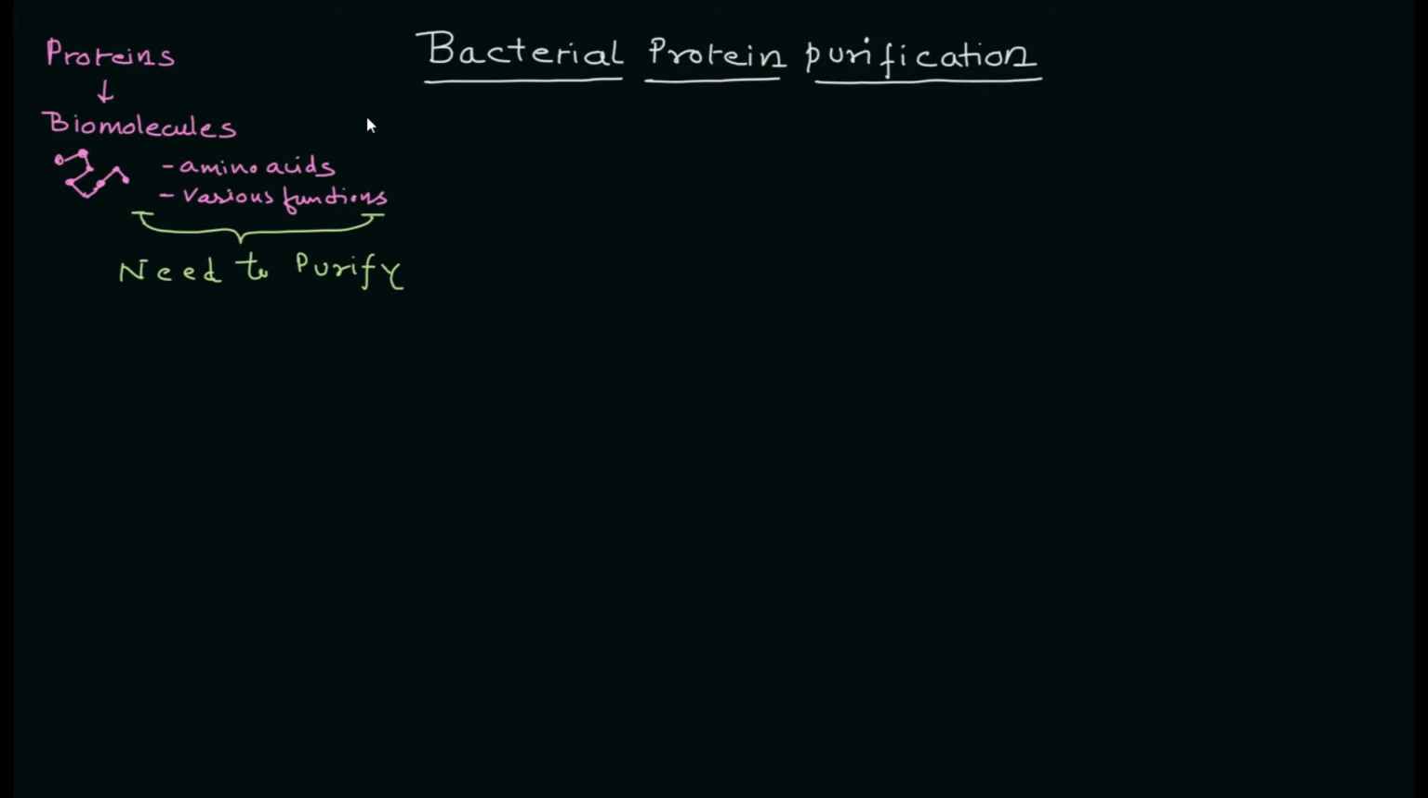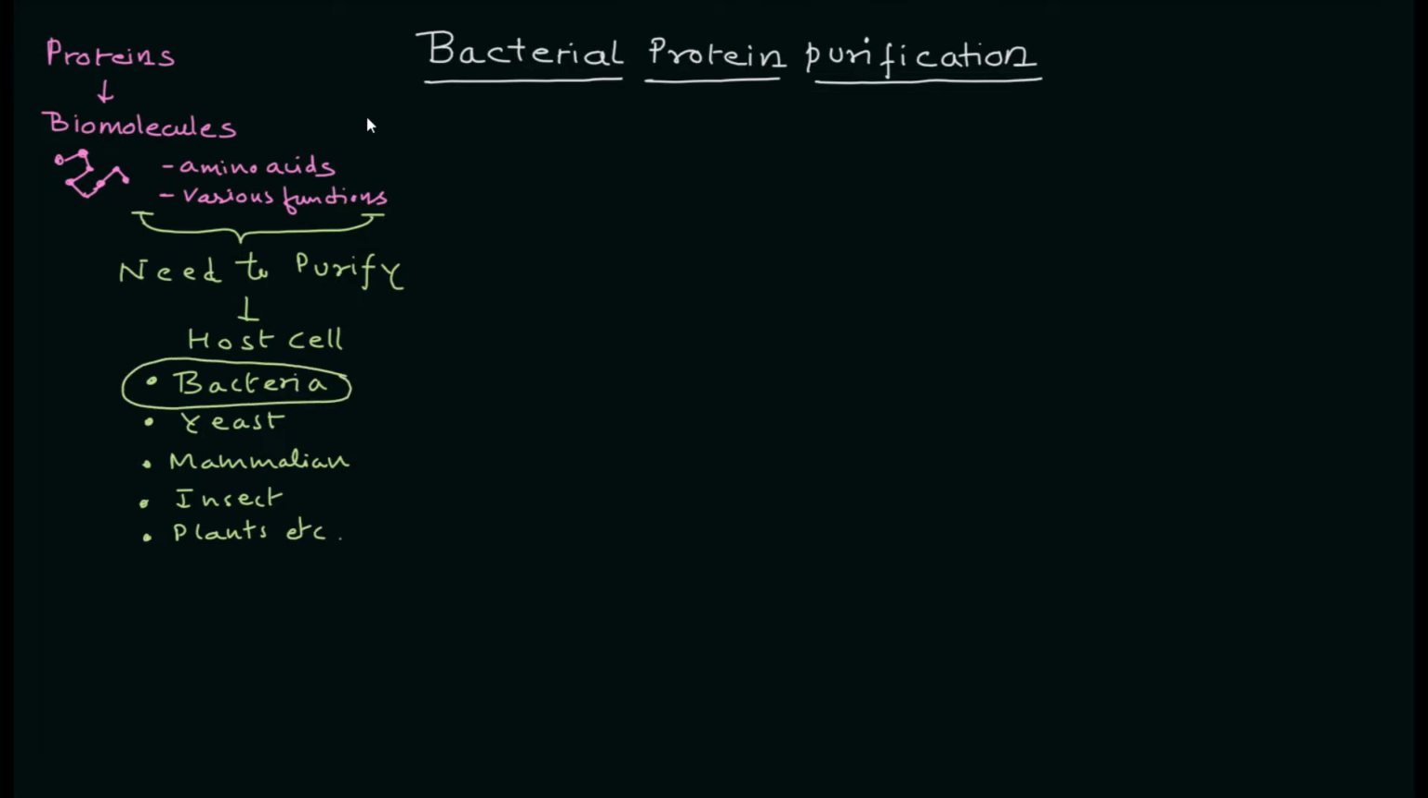And to study the function, we need to purify these proteins. And to purify the proteins, we need host cells. There are different types of host cells. We can use bacteria, yeast, or mammalian hosts, especially human cell lines and cancer cell lines. We can also use insect cell lines and plants, etc. In this particular video, I'll focus on bacteria as a host system to purify protein. We'll discuss in detail the major steps involved in protein purification from bacteria. We'll discuss the basics also, that is, what is the principle of protein purification in bacteria.